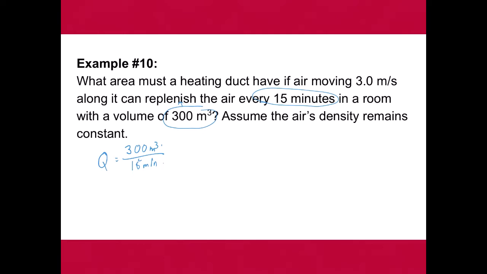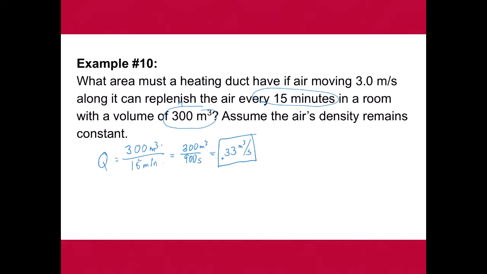All right, so let's go ahead and have a look at this. So we've got that 300 meters cubed for 15 minutes. I do want it in SI units, so I'm going to turn that minutes into seconds. And when I do that, I'm going to get 300 meters cubed over 900 seconds. I just multiplied the minutes by 60 to get the number of seconds, and I divide that, and I get 0.33 meters cubed per second. SI units, that is my volumetric flow rate. That's the volumetric flow rate that I need.